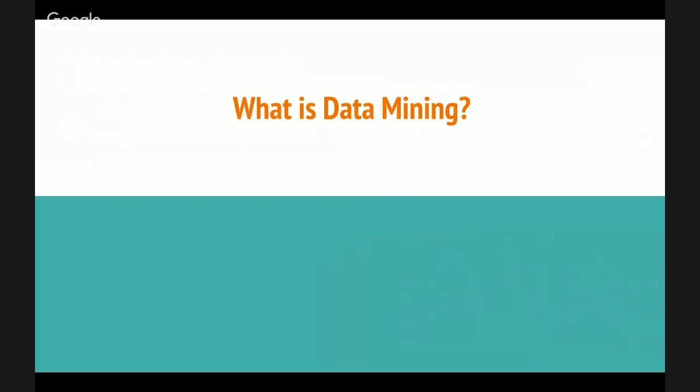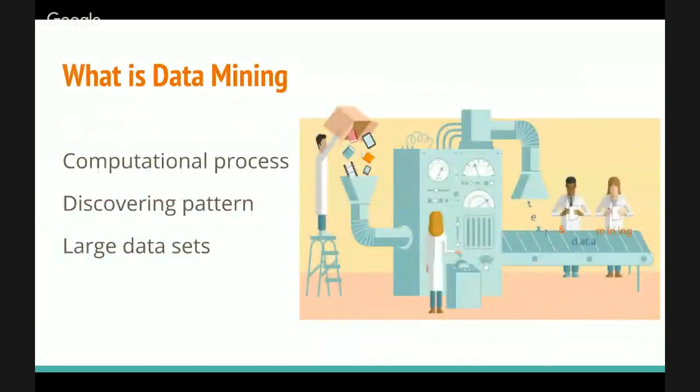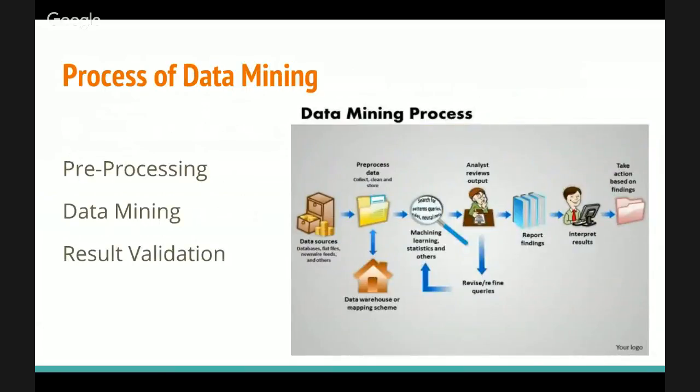What is data mining? Data mining is an interdisciplinary subfield of computer science. It's a computational process of discovering patterns in large data sets. The process of data mining is pre-processing, data mining, result validation.